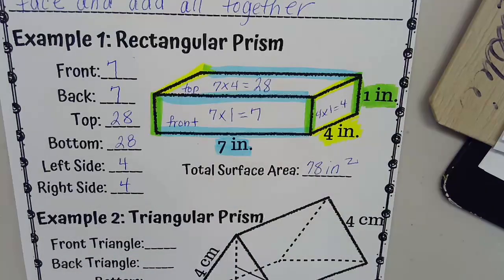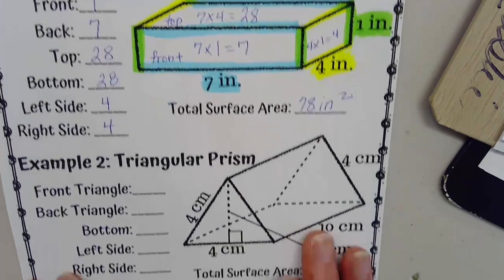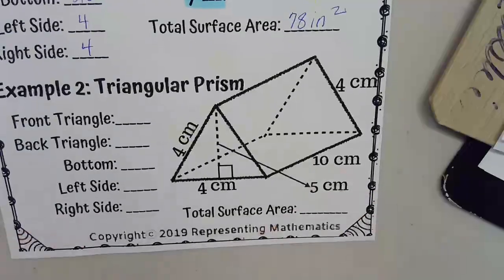Remember, if it's area, it's flat. Okay? And this is flat. Even though it's a three-dimensional figure, we're only looking at the space on each face. We're not filling the box. We'll get to that, but right now we're not. All right, for the next one, we have a triangular prism.